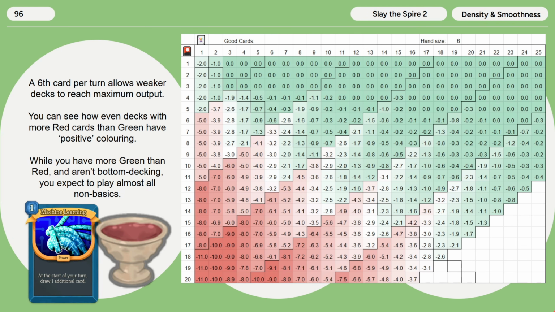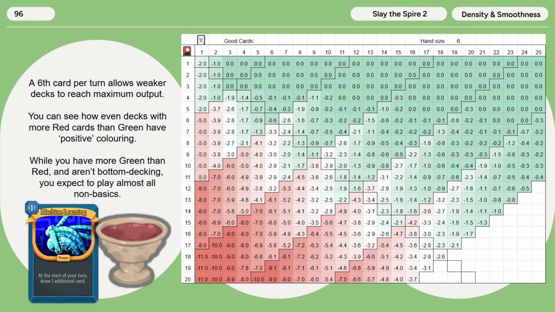Kind of the opposite side of the spectrum though, whereas an extra energy improves your output substantially if you have enough green cards in your deck to want to play. A 6th card per turn allows weaker decks to reach maximum output. You can see how even decks with more red cards than green cards can have positive colorings down here, right? Like you've got all these points here where you're above -3 surplus by drawing a 6th card per turn.